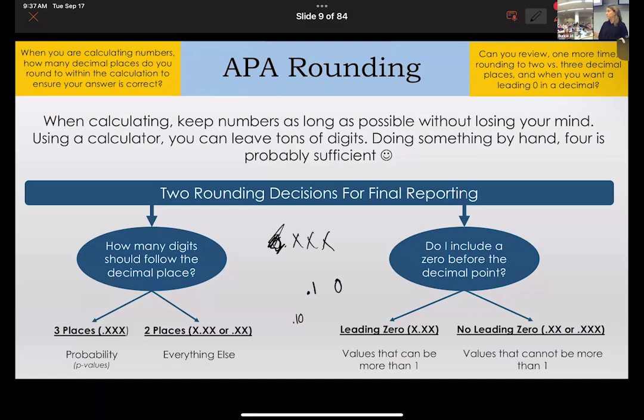Guys, this is not the most important thing about stats. I promise. If you lose a point for rounding, it's going to be 0.10. Okay, cool. Let's keep going.